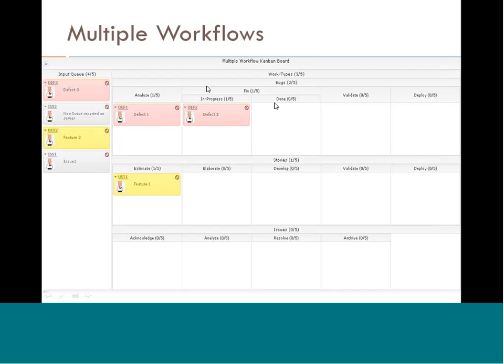Now we have three types of work, as you see here: bugs, stories, and issues. For each of these types of work, we have defined a value stream. Again, the value stream can be different. For example, bugs can be analyze, fix, validate, deploy, and for stories it's estimate, elaborate, develop, validate, deploy. Each of them doesn't have to have the same number of steps. You can have 8 steps here, 3 steps here, 2 steps here.